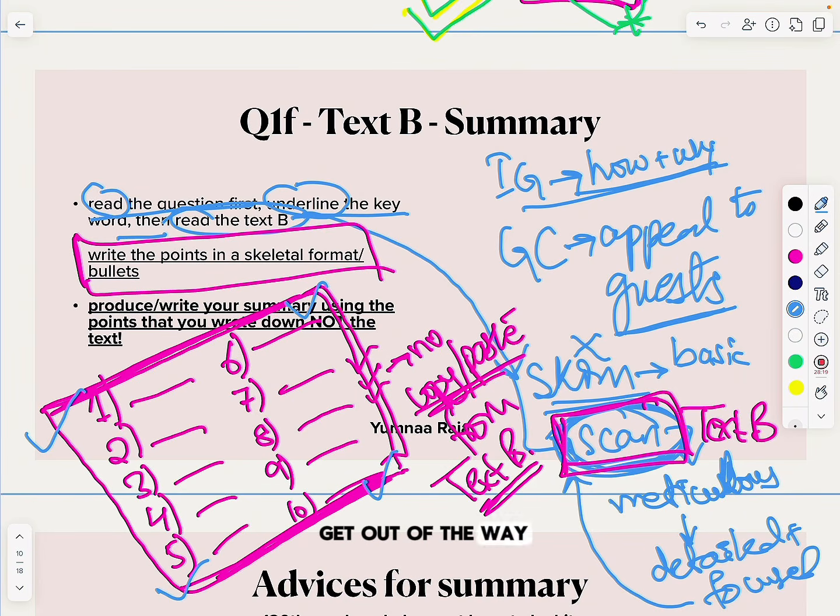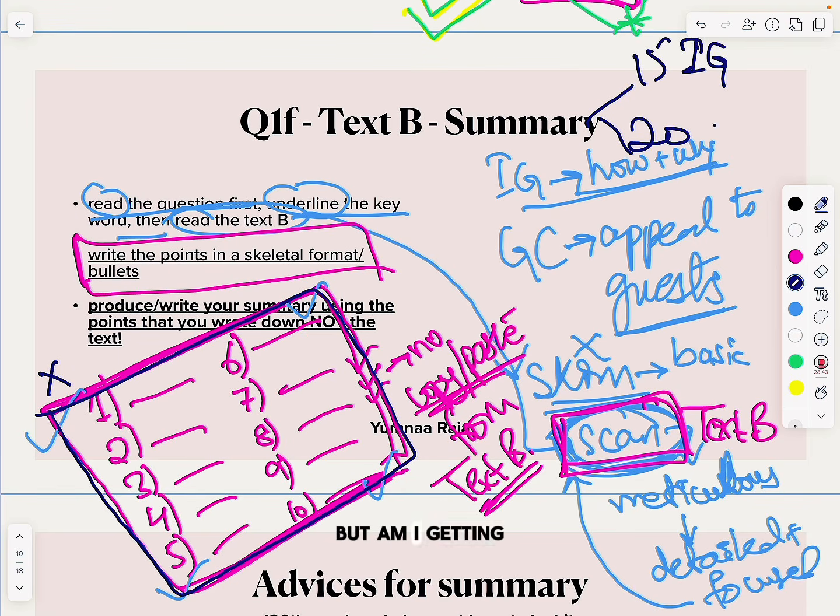Now, there's also something that I need to get out of the way before somebody asks me this. Is there any mark for writing the points like this? No, I have to clarify this, that there are absolutely no marks for writing the points like this. So then why are we doing it? We're doing it to ensure that we end up gaining marks where we are being given marks, which is the summary writing question itself, 15 and 20, that we have, IG and GC. But am I getting extra marks for writing down the points like this? No. So we have to be clear when it comes to that.